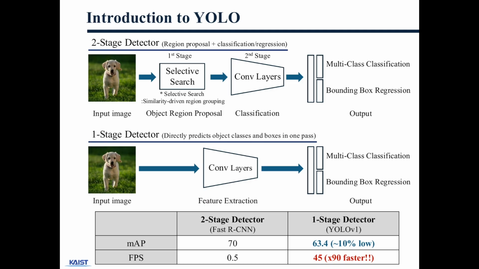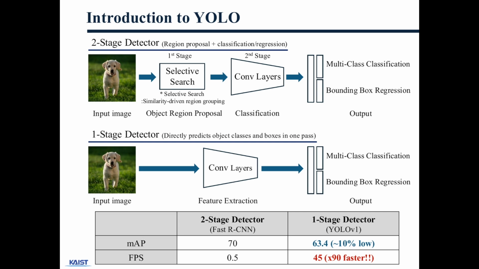Fast R-CNN has a higher mAP score in this example, around 70, while YOLO V1 has a lower mAP, around 63.4. So YOLO V1 sacrifices some accuracy. However, the speed difference is huge. Fast R-CNN runs at about 0.5 frames per second, while YOLO V1 runs at about 45 frames per second. This is the key point.